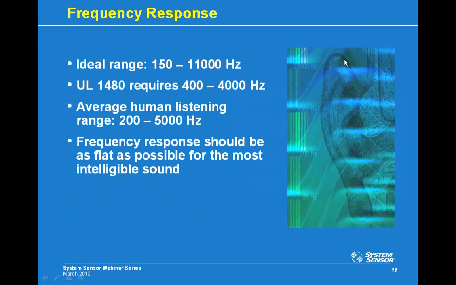Another factor that affects intelligibility is frequency response. For voice evacuation, speakers should ideally have a frequency range between 150 and 11,000 hertz because this is the frequency range of an average adult voice. UL requires a bit different frequency range. It's much narrower. It's from 400 to 4,000 hertz. As you can see from the third bullet, this UL range is much closer to the average human listening range.